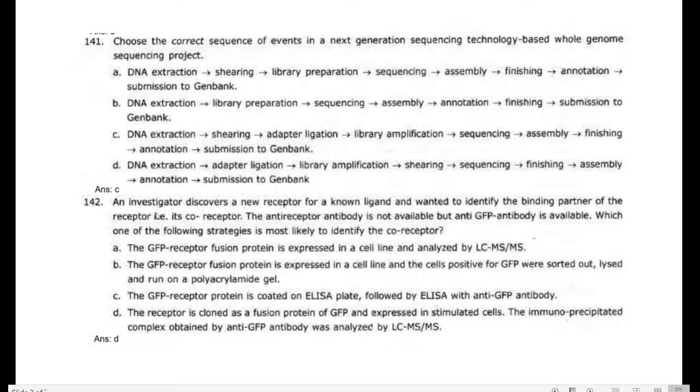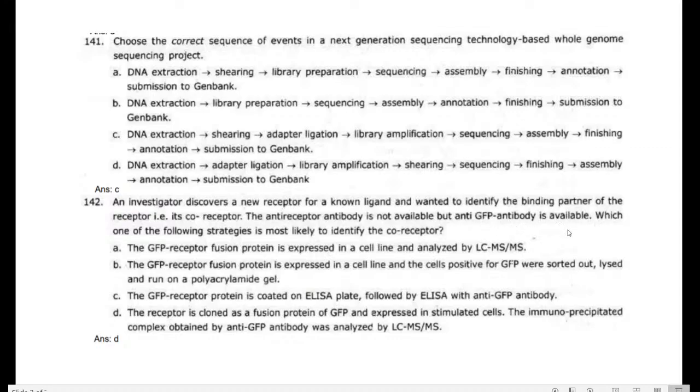Next is the next question. Investigators discover a new receptor for an unknown ligand and want to identify the binding partner of the receptor. They know the new receptor, and they want to find the ligand, the binding partner, that is substrate, cofactors or co-receptors. Anti-receptor antibody is not available, but anti-GFP antibody is available.